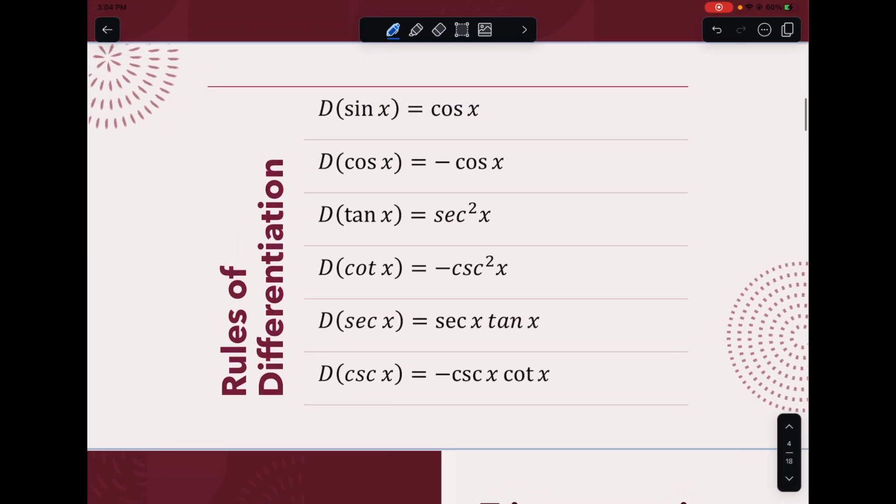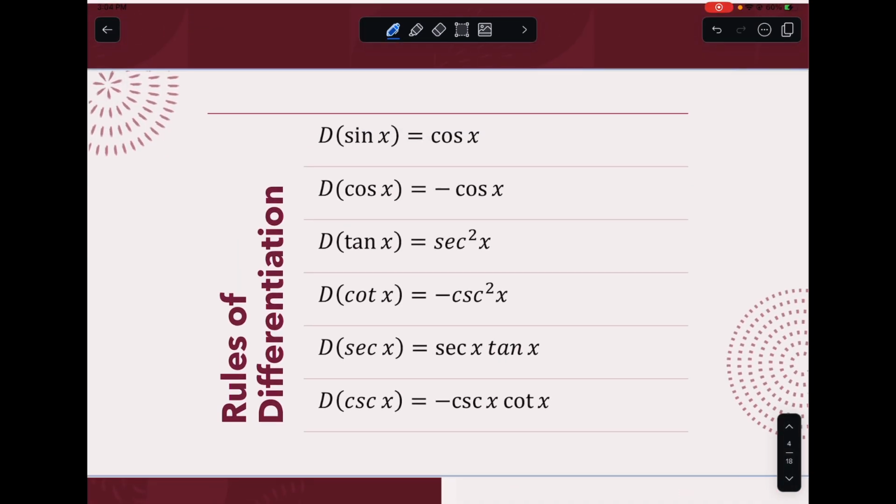And then we have to recall as well the rules of differentiation. This should be very clear to us because whenever we are integrating, especially if we're using the power rule, a logarithmic function or even an exponential function, we need to have a clear grasp of the differentiation formulas.